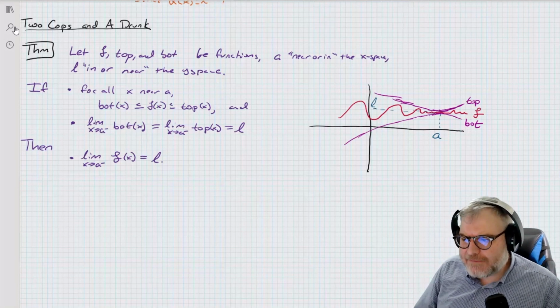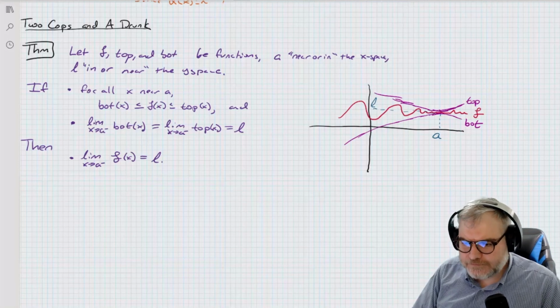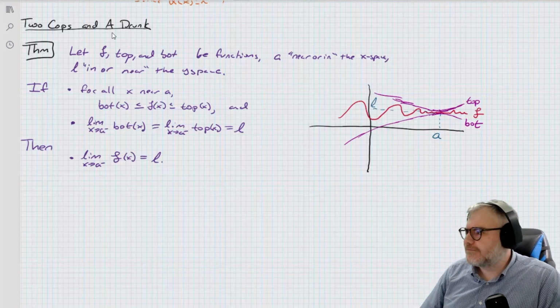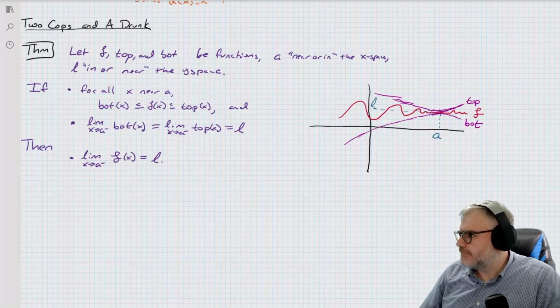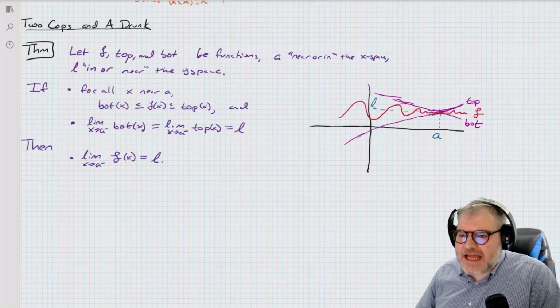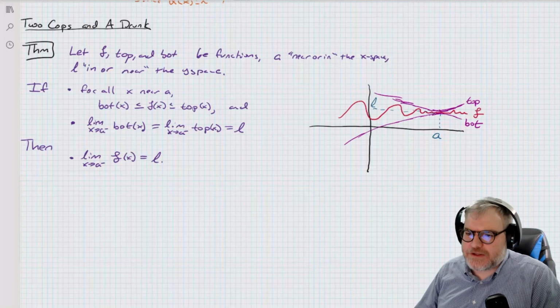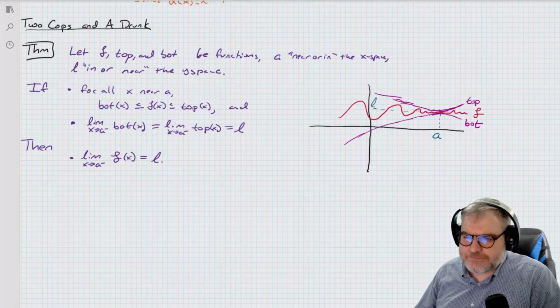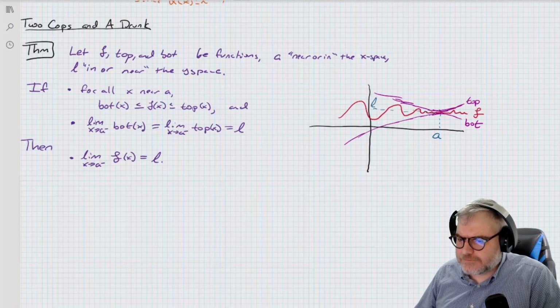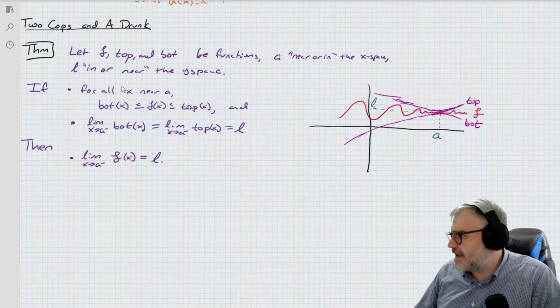1 to 5, how do we feel about that? And the point is, I don't memorize the theorem. I memorize the picture, and then I write the theorem from the picture. Okay? How do we feel about that idea?